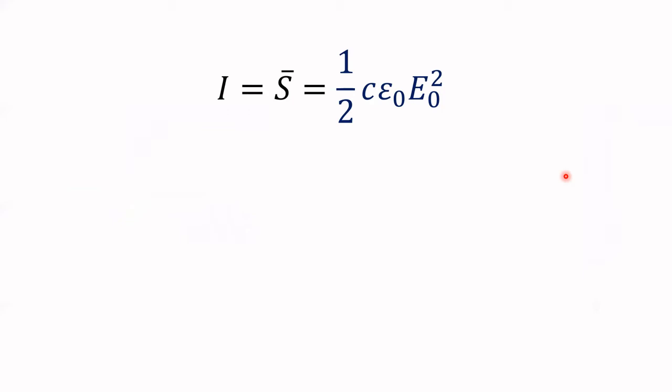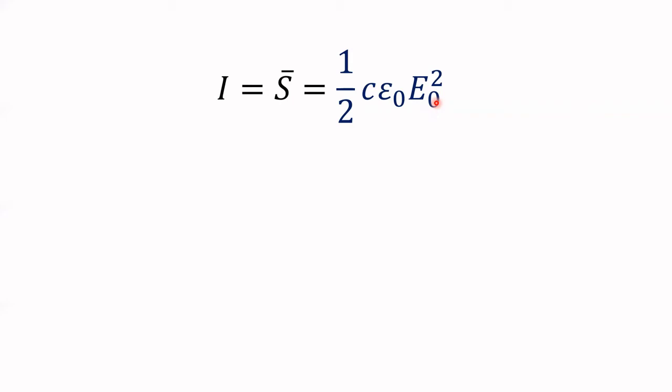from the time average value of the magnitude of the Poynting vector. And we've got these constants out front: the permittivity of vacuum, the speed of light. Previously, this sub-zero here meant that we were referring to the magnitude of the amplitude vector of the electric field.